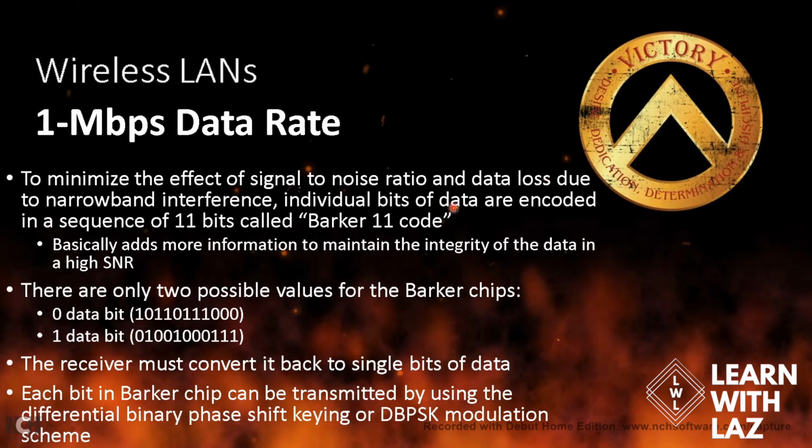Individual bits of data are encoded in a sequence of 11 bits called the Barker 11 code. No big deal. So we have less signal to noise ratio. That makes sense, right? So basically it adds more information to maintain the integrity of the data. There are only two possible values in Barker chips, 0 and 1.